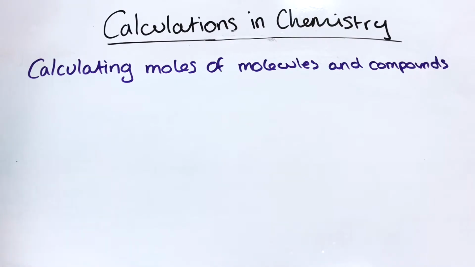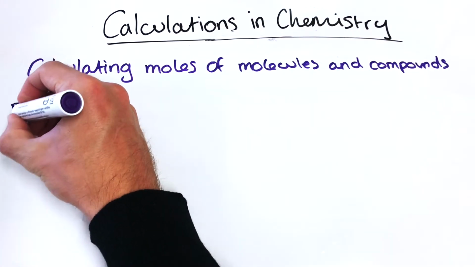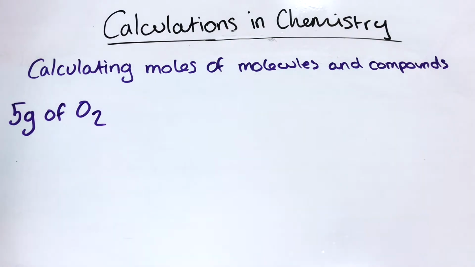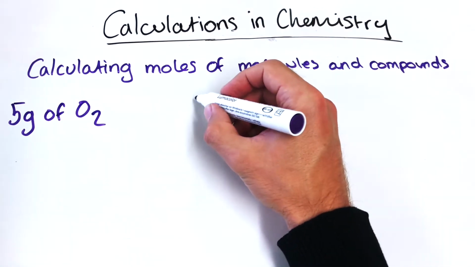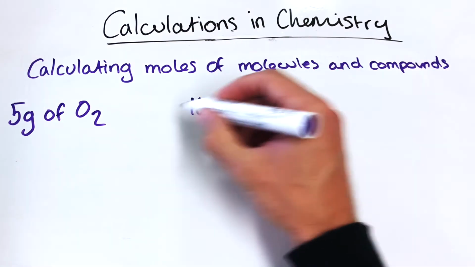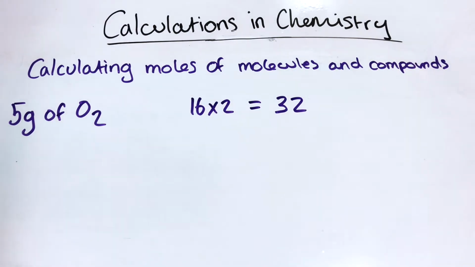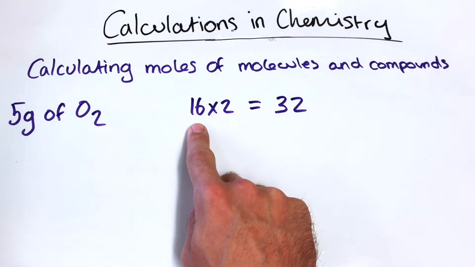Now we know how to work out relative formula mass, we can use this to work out the number of moles of different molecules and compounds if we know their masses. So let's start off with oxygen as our first example. So with oxygen, let's say we have 5 grams of oxygen. We can calculate the relative formula mass of the oxygen because the relative formula mass is equal to 16 times 2. So the relative formula mass of oxygen is 32 because there are 2 oxygen atoms each weighing 16.